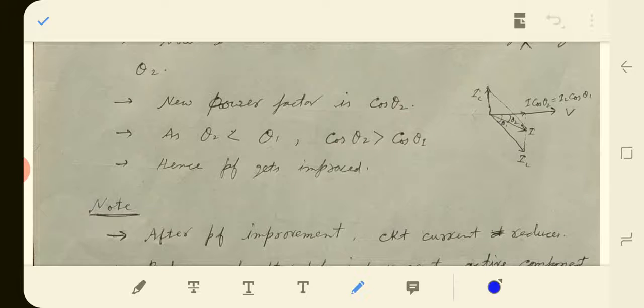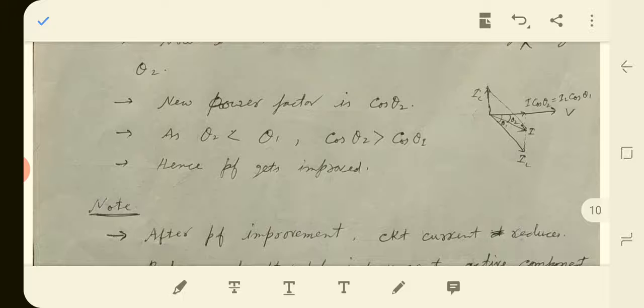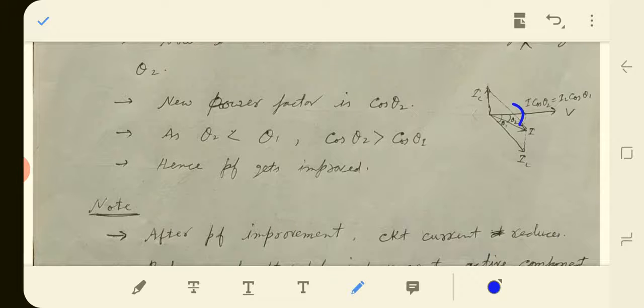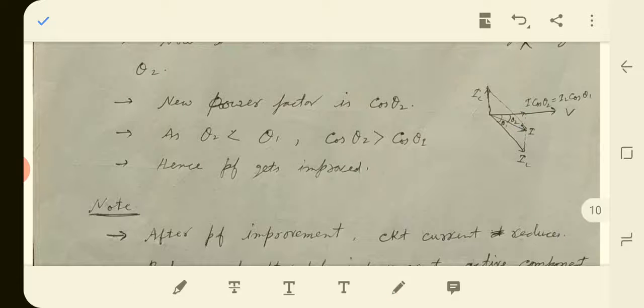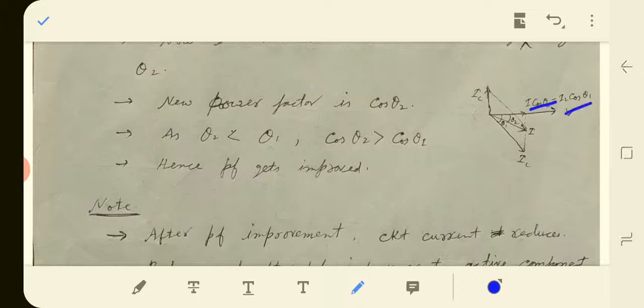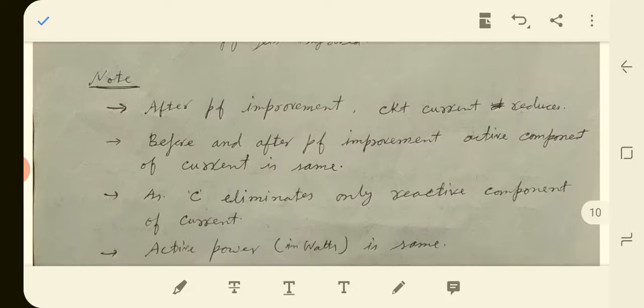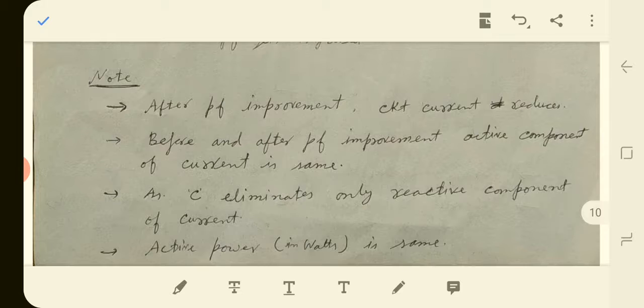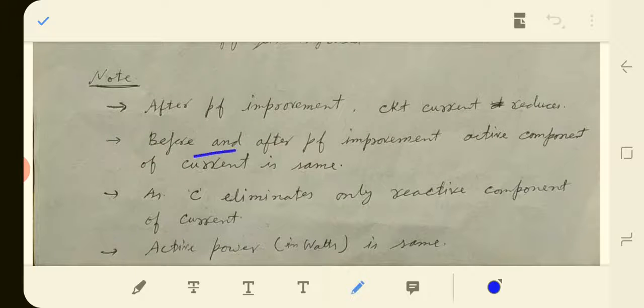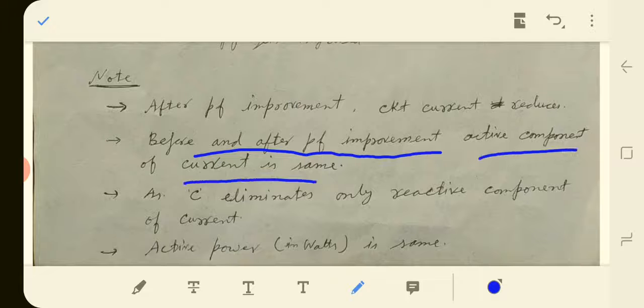Here we can see this current is I cos phi. As we can see, this length is different, but I cos phi is the same for both power factors. So I cos phi 2 will be equal to IL cos phi 1. So the active component is the same before and after power factor improvement.